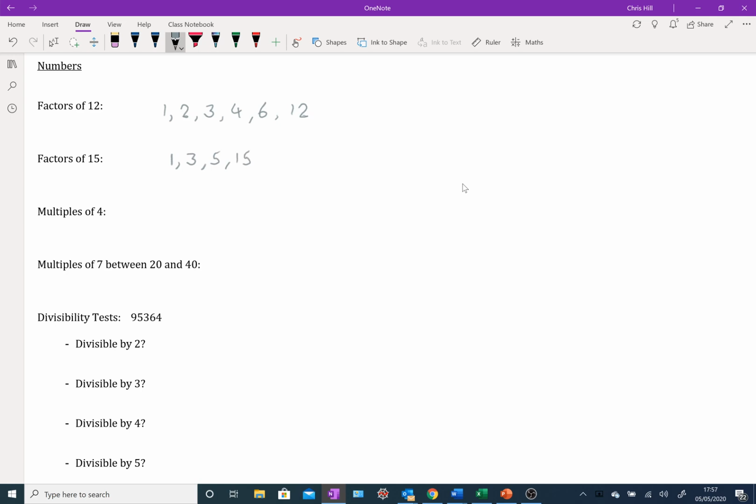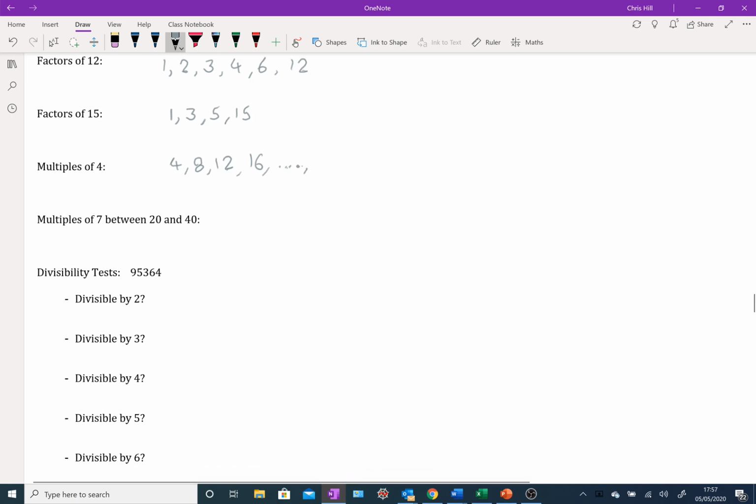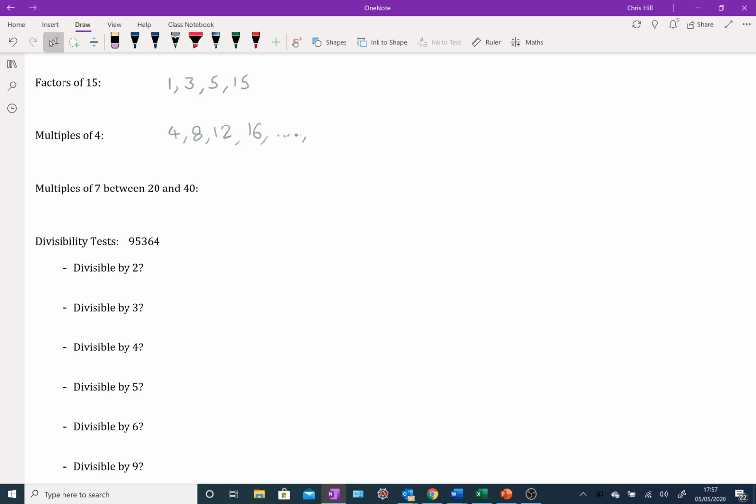Okay, what do we mean by multiples? So 4 is a multiple of 4, 8 is a multiple, 12, 16, etc. It goes on and on forever. Okay, that will be an infinite number of different multiples. Now, multiples of 7 between 21 and 40, that would be 21, 28, 35.